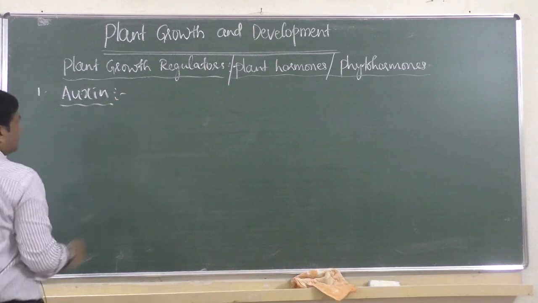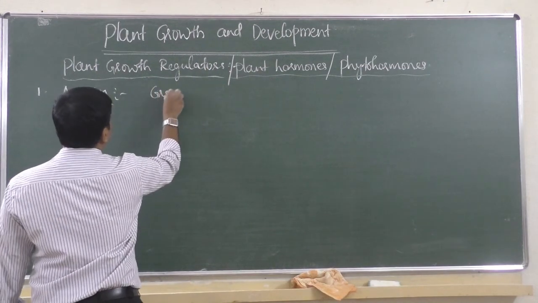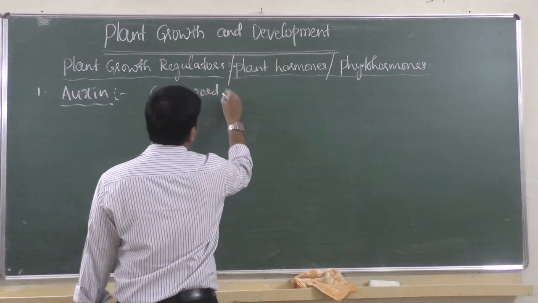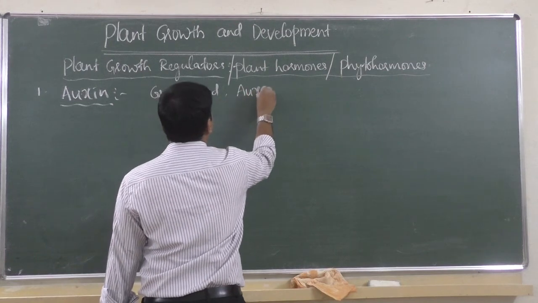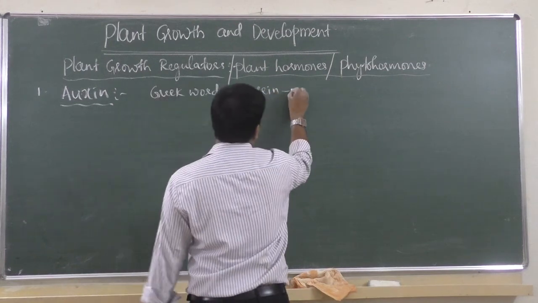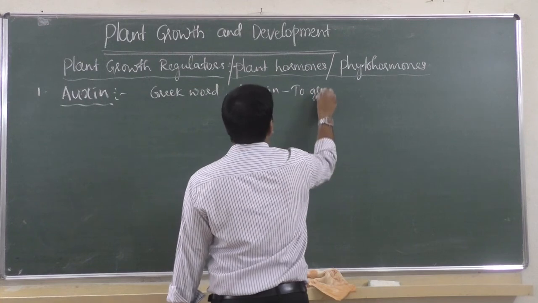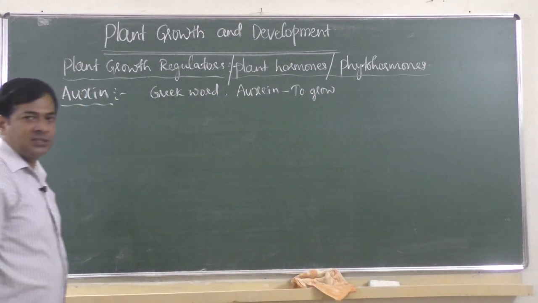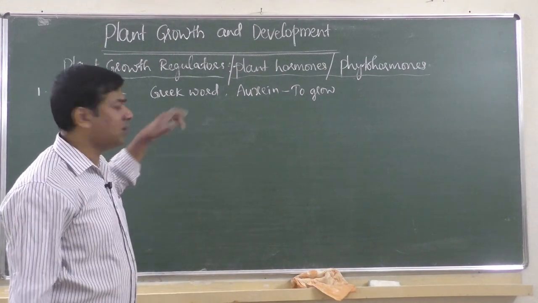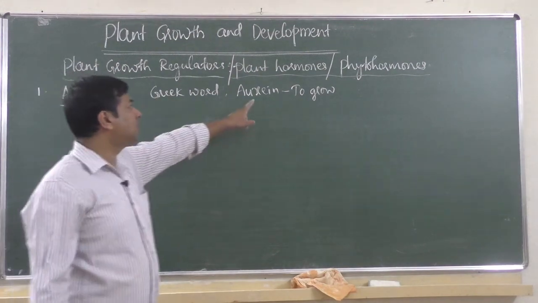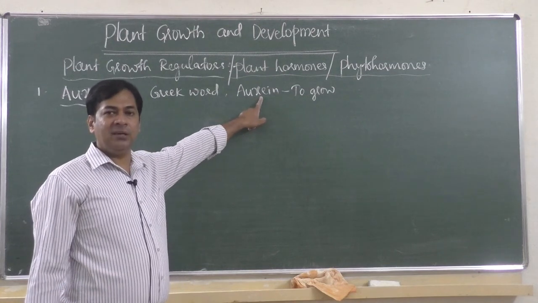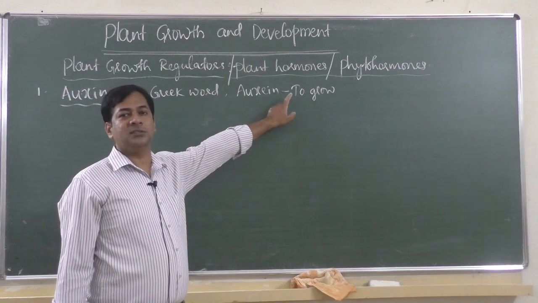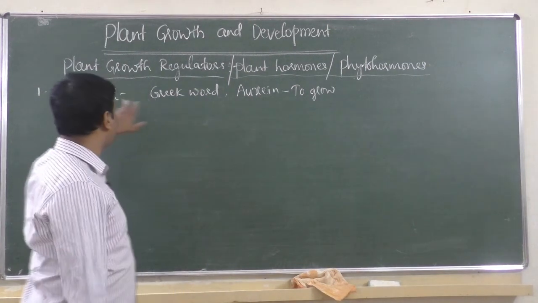Auxin comes from the Greek word auxein, meaning to grow, which helps the plant to grow. That's why its name is auxin. Auxin is not an English word, it is a Greek word. The meaning of the word auxin in Greek is to grow in English. It helps the plant to grow. That's why it is called auxin.